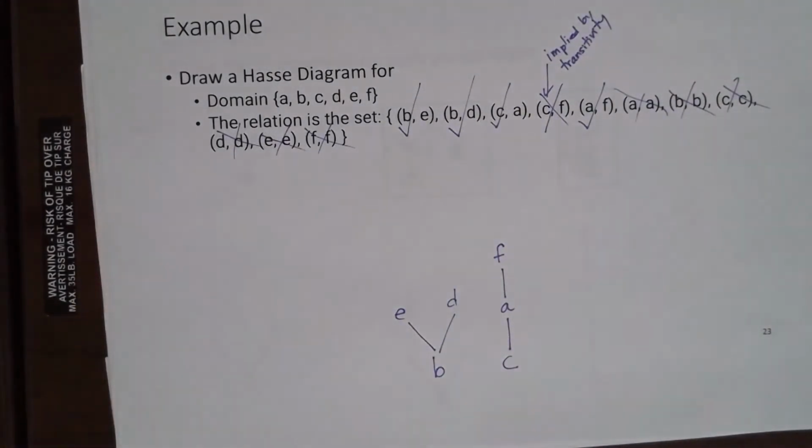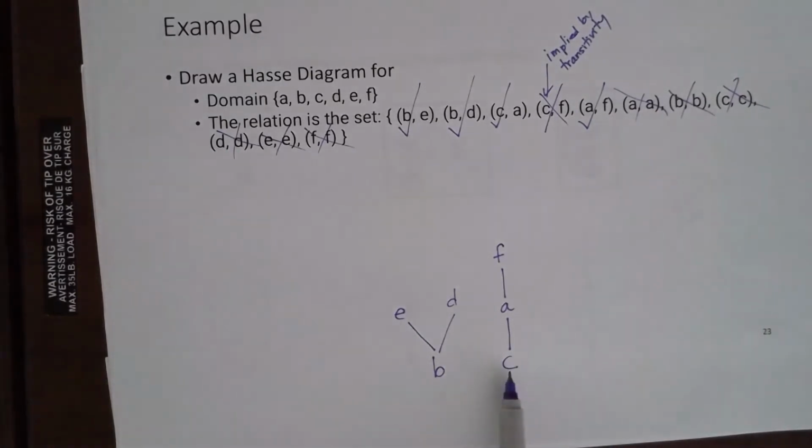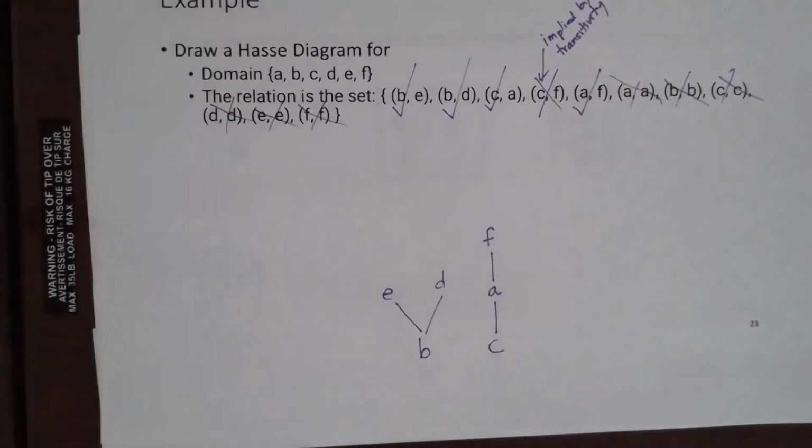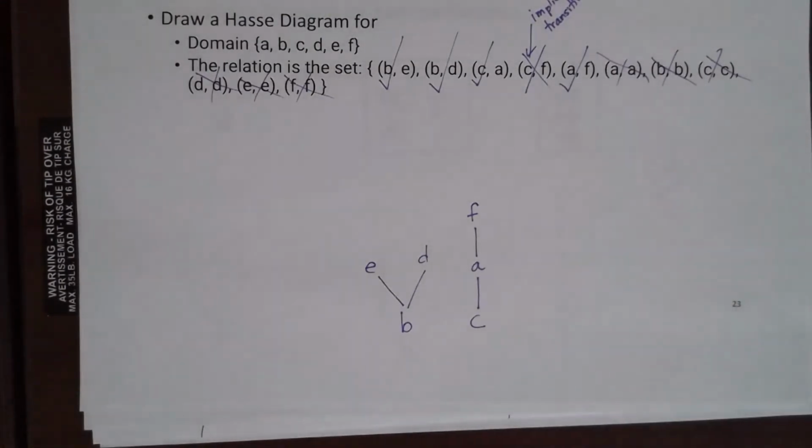And now we've accounted for all of them. And nothing extra either. We've got B to E, we've got B to D, we've got C to A, we've got A to F, and then since there's an upward path from C to F, that one's implied, and then all the self loops are implied. But there's nothing extra in there that can be implied from that diagram. Okay. And this is probably a lot easier to see what the maximal and minimal elements are than trying to go through there and figure them out. So those Hasse diagrams are very convenient for drawing our partially ordered sets.